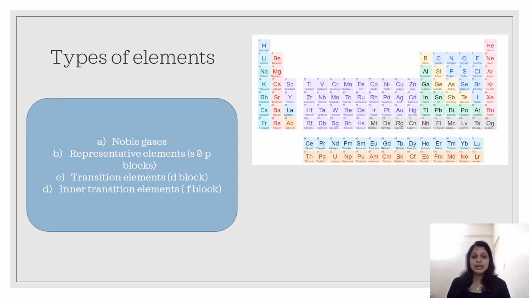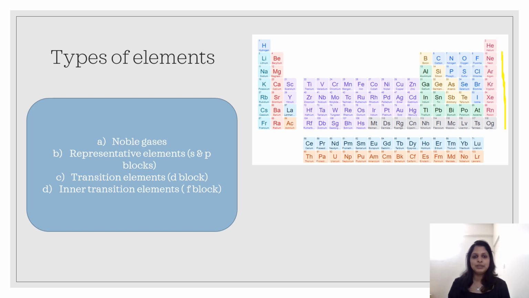There are different types of elements in a periodic table. On the right hand side, you can see an example of a periodic table. You have noble gases. You have representative elements, which are also called the s and p block. You have transition elements and you also have inner transition elements. Noble gases, as you all know, are the last group in the periodic table. And the representative elements are the s and p block.